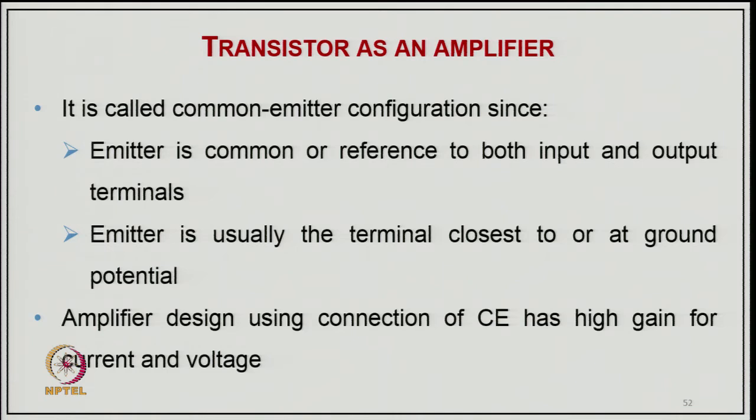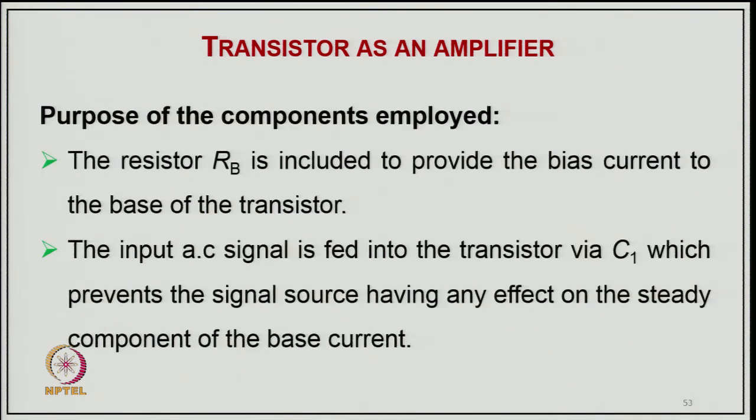It is called common emitter configuration since the emitter is a common reference to both input and output terminals. Input is your base and output is your collector, okay. The emitter is usually the terminal closest to the ground potential, and amplifier design using the common emitter connection has high gain for the current and voltage rating. That is the reason your power gain is also high in this configuration.